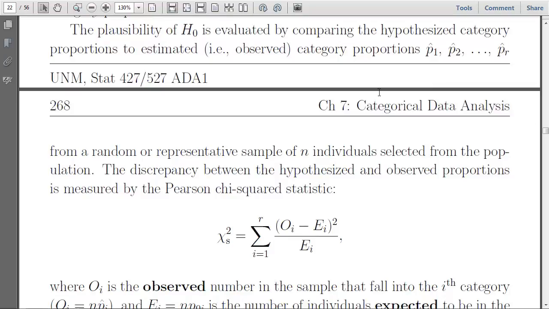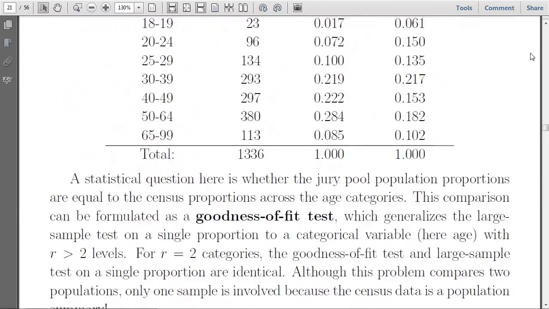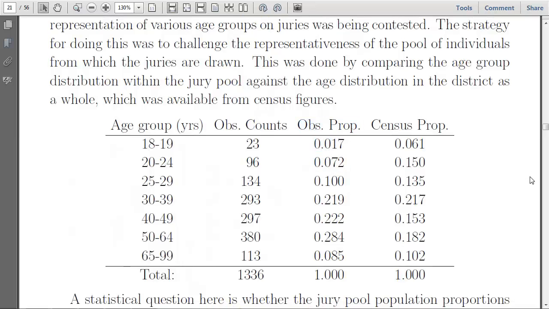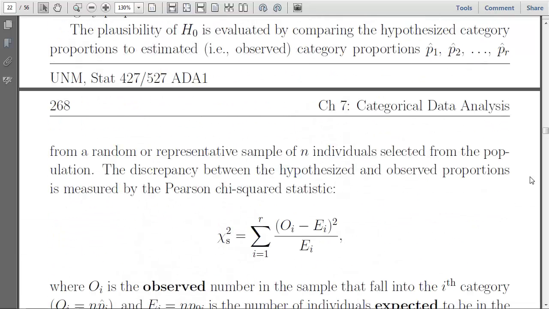All right, so we're going to evaluate the plausibility of the null hypothesis by comparing those hypothesized proportions with what we observed. And the observed proportions are the p hats. Okay, so p1 hat, p2 hat, these are the observed proportion categories in our table. So the 1.7%, the 7.2%, and so on. And we're basically comparing those proportions with the hypothesized values.